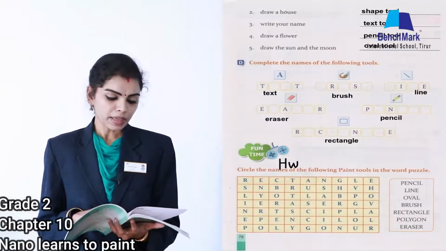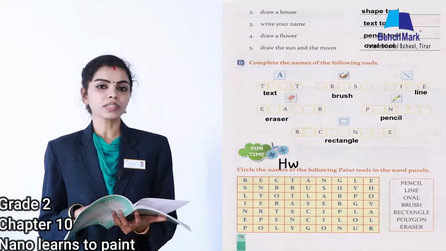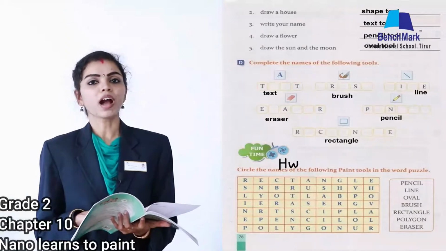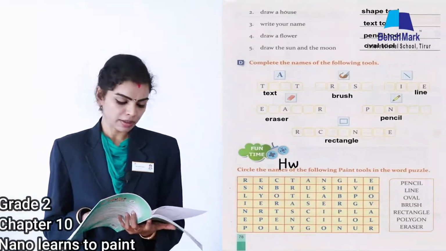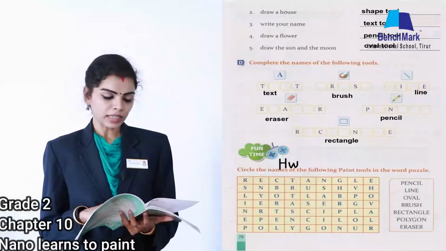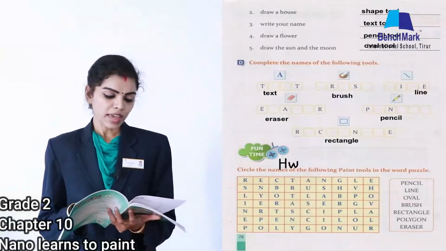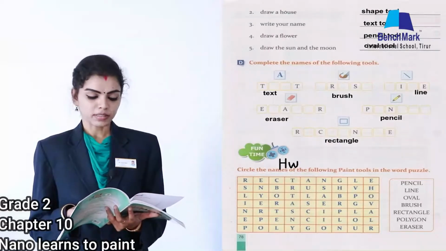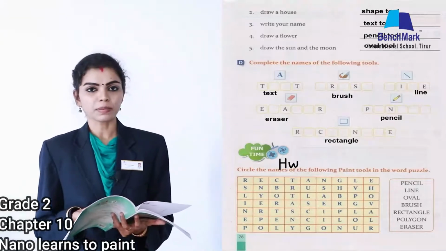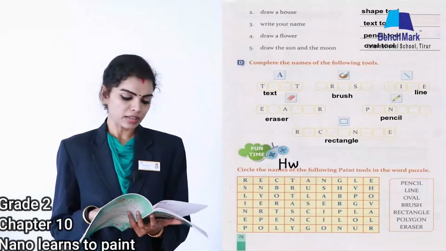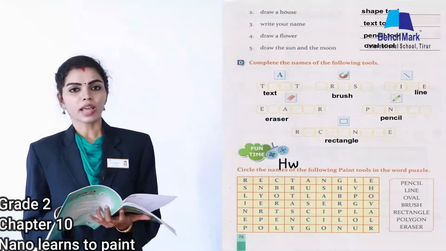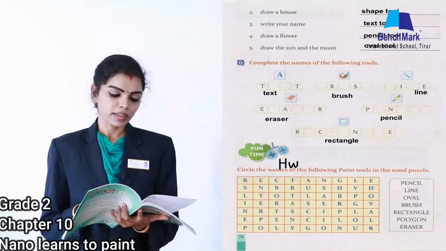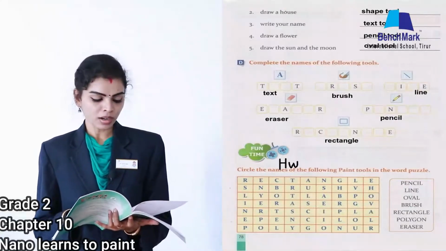Next exercise, complete the name of the following tools. So first one is text, T-E-X-T, text. The next one is brush, B-R-U-S-H, brush. Okay. The next one is line, L-I-N-E, line. And the next one is eraser, E-R-A-S-E-R, eraser. The next one is pencil, P-E-N-C-I-L, pencil. Okay. The next one is rectangle, R-E-C-T-A-N-G-L-E, rectangle. Okay. I hope it is clear to you all.